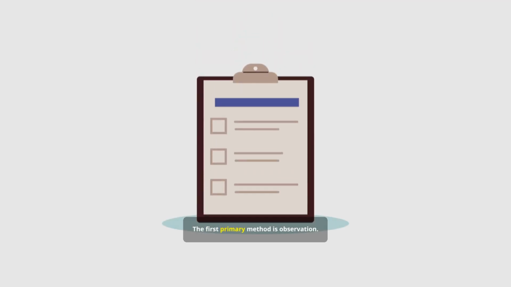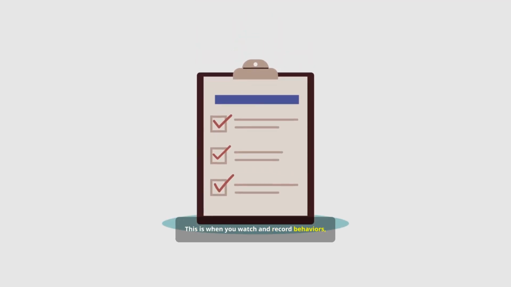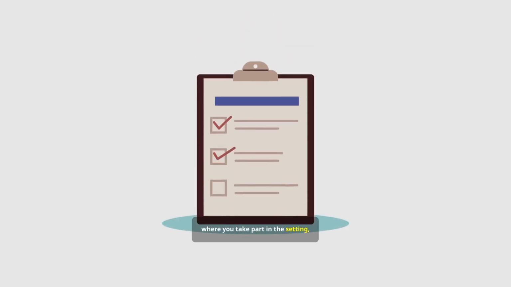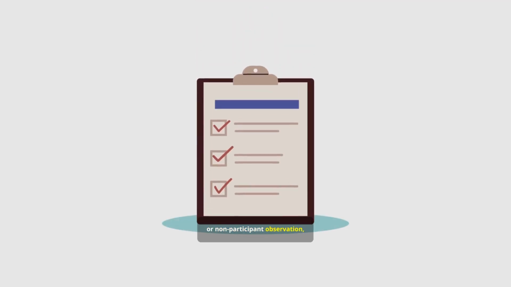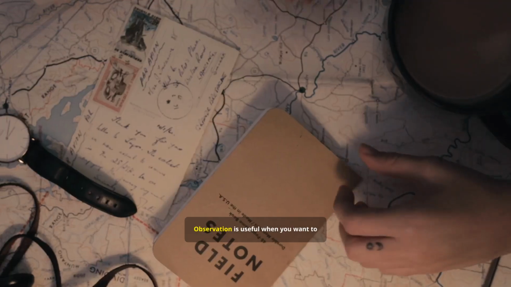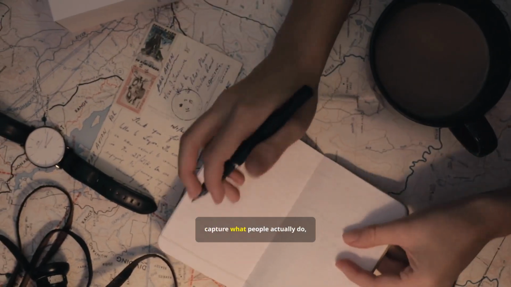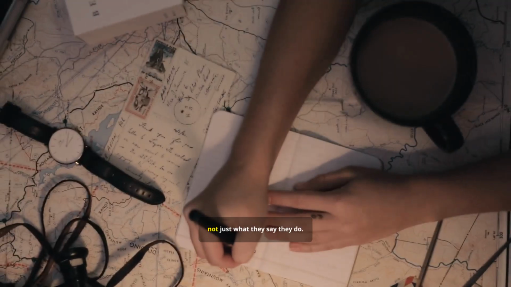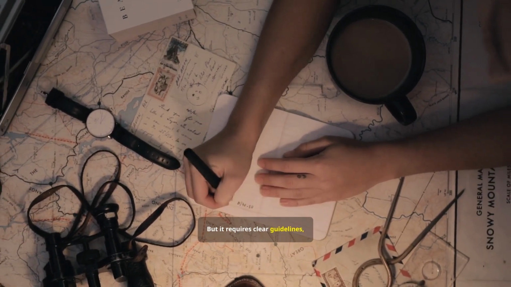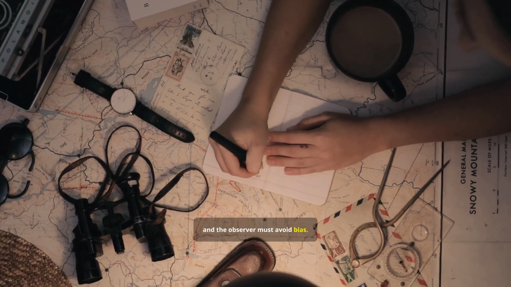The first primary method is observation. This is when you watch and record behaviors, events, or conditions as they happen in real life. Observation can be participant observation, where you take part in the setting, or non-participant observation, where you observe without joining in. Observation is useful when you want to capture what people actually do, not just what they say they do. But it requires clear guidelines, and the observer must avoid bias.